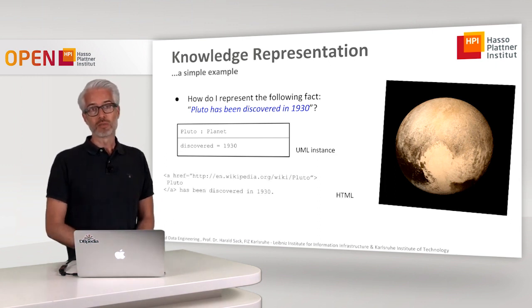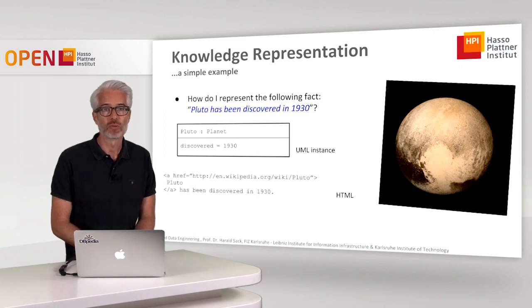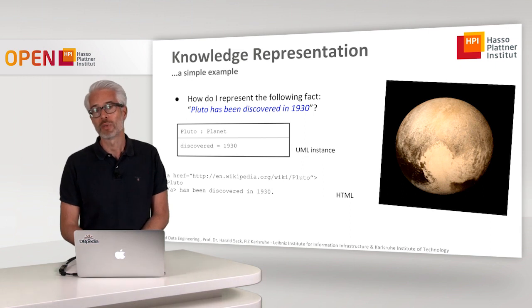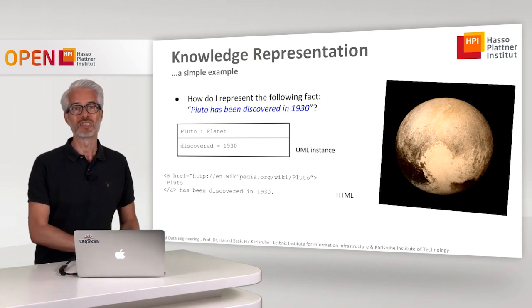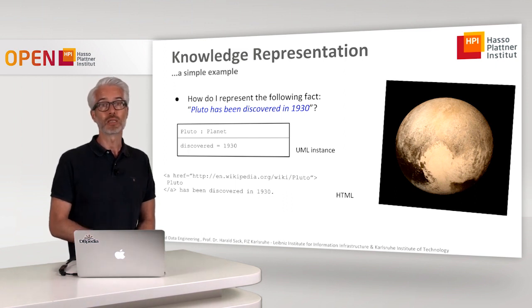Another way would also be, let's try to code this information in HTML. So we have Pluto and then we write there as a text has been discovered in 1930. And to make a little add-on, we can, for example, link the word Pluto to its representation in Wikipedia. This could be an HTML representation, meaning exactly the same.